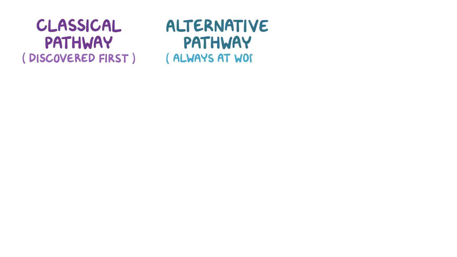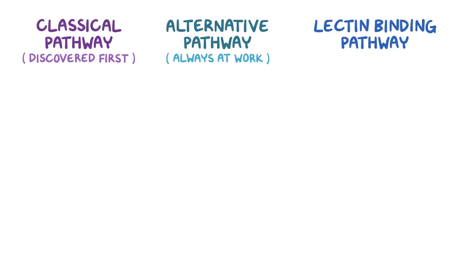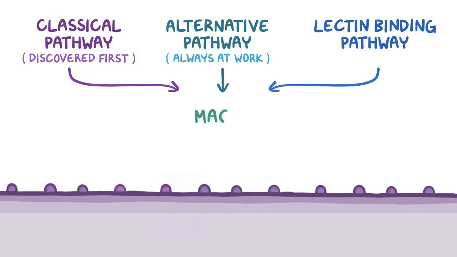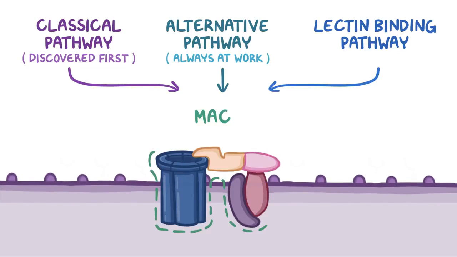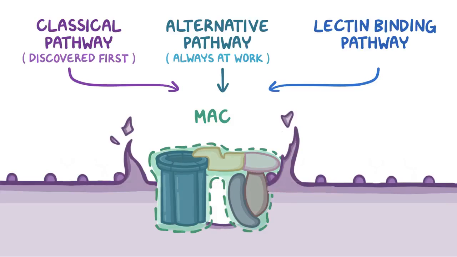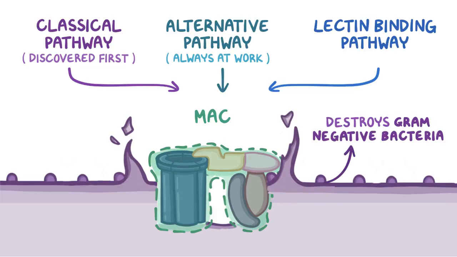There are actually three complement pathways: the classical pathway, called that because it was discovered first; the alternative pathway, which was found second and is always at work; and the lectin binding pathway, which was found third when folks got more descriptive with their naming. So all three pathways start out a bit differently, but they all end the same way, with a membrane attack complex, which is a protein complex that creates a hole in a bacterial cell membrane, effectively destroying mainly gram-negative bacteria.